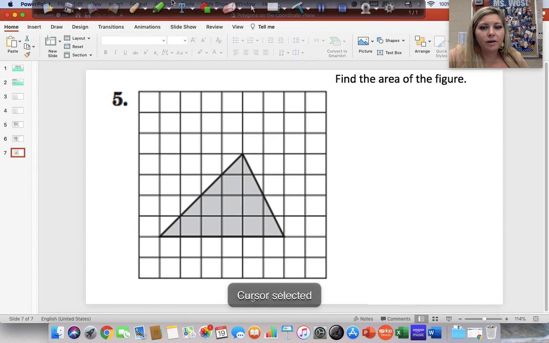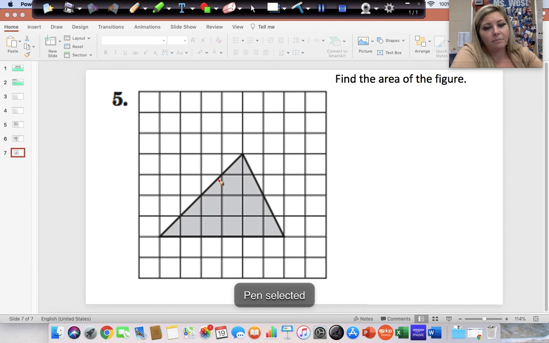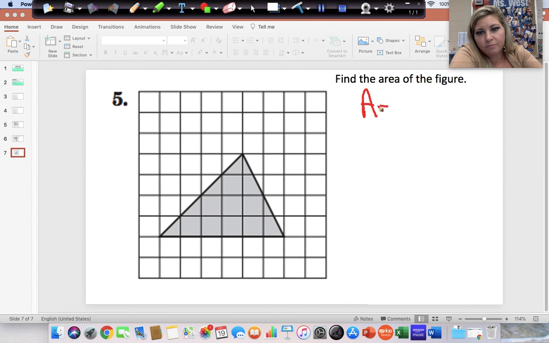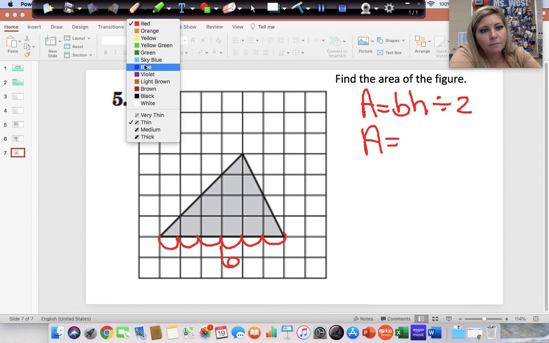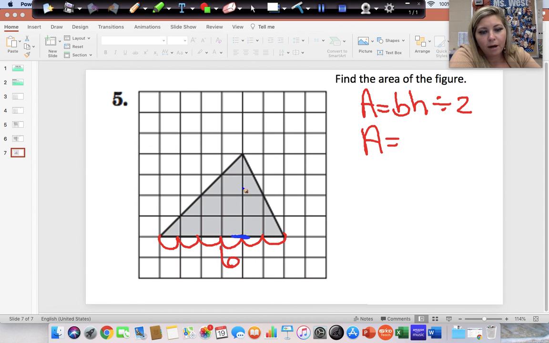Okay, and last one. We're just finding the area here because it's a triangle. So for the area of a triangle, we need to do base times height and then divide it by 2. Our base is 1, 2, 3, 4, 5, 6. And our height, remember, is from the bottom to the very top. And it has to be perpendicular to the bottom, so a right angle here.